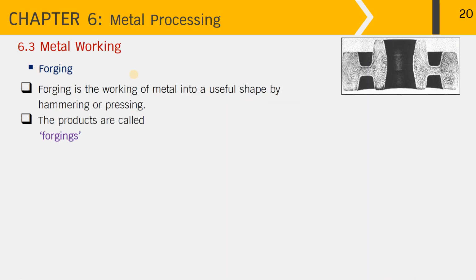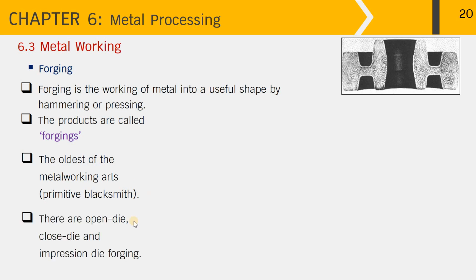The first metalworking operation that I will be talking about is forging. Forging is the working of metal into a useful shape by hammering or pressing. As you can see from the cross-section of the final product in this picture, the products are called forgings. Forging is the oldest of the metalworking arts, practiced by the primitive blacksmith. The forging operation can be classified as open die, closed die, and impression die forging.